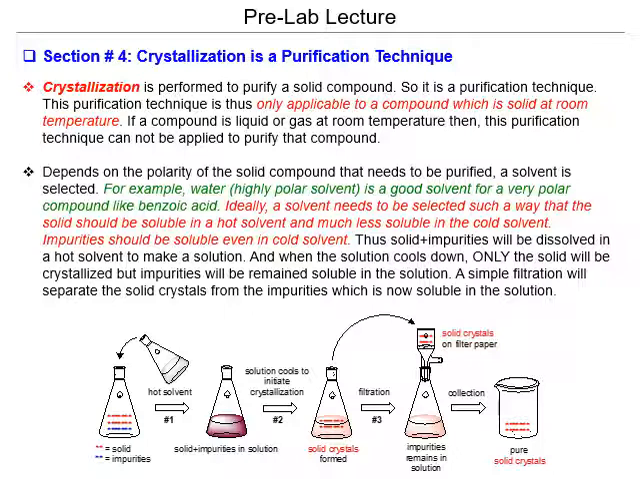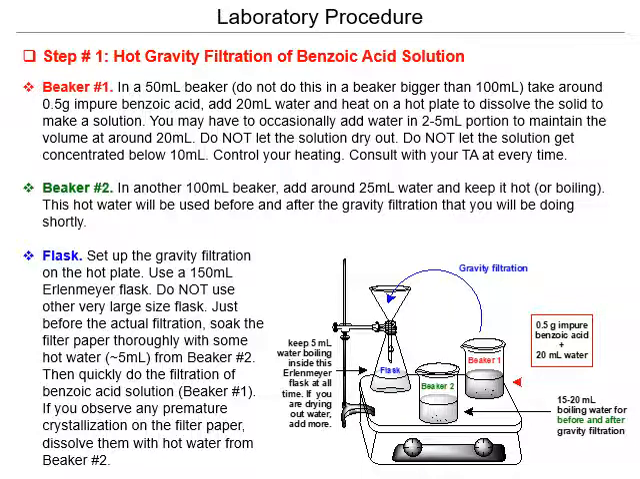Ideally, a solvent needs to be selected in such a way that the solid should be soluble in a hot solvent and much less soluble in the cold solvent. Impurities should be soluble even in cold solvent. That's the way we're going to separate the impurities from our target compound and purify our target compound. You can use a simple gravity filtration for separating your insoluble impurities from your solid mixture.